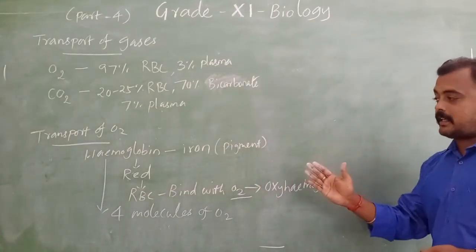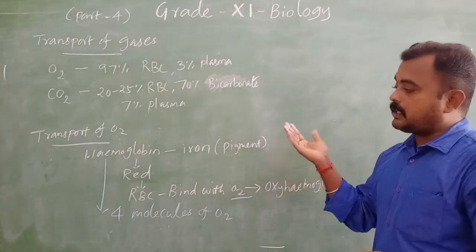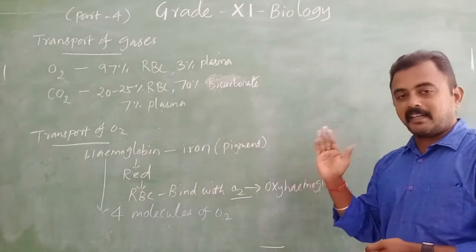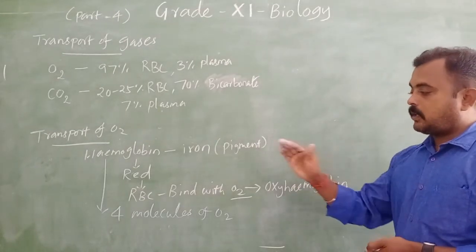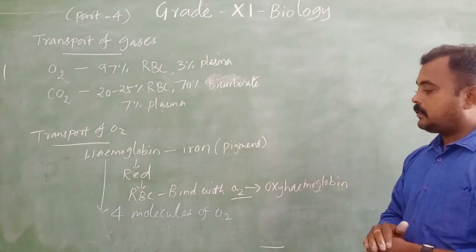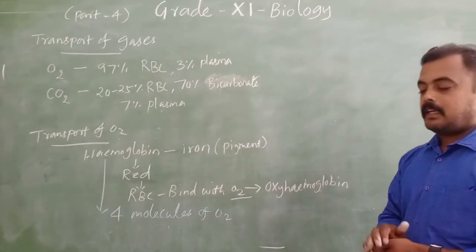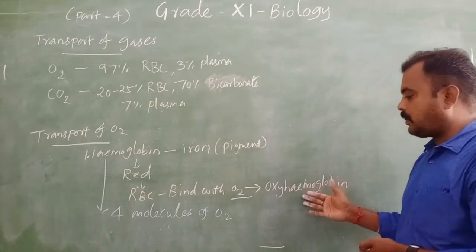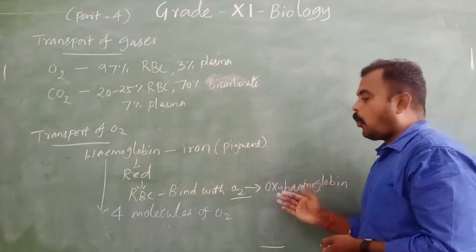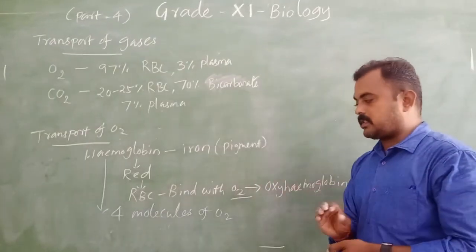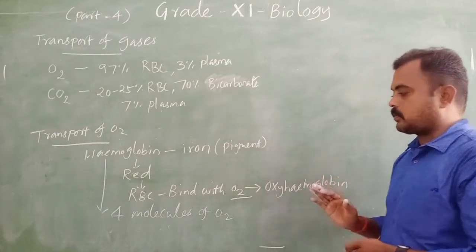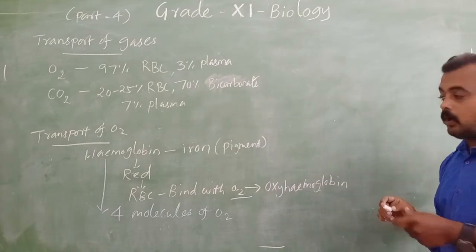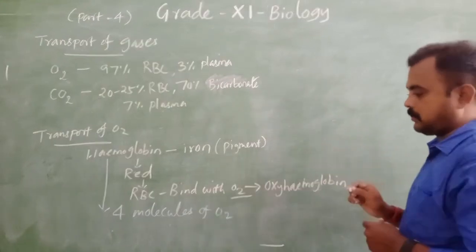So what is it here? Hemoglobin is present in the RBC. It is one of the pigments. That's why it is red in color, so it is called a red blood cell. Then it binds with oxygen. If that hemoglobin is carrying oxygen, it is called oxyhemoglobin. How many molecules is it carrying? That means 4 molecules.